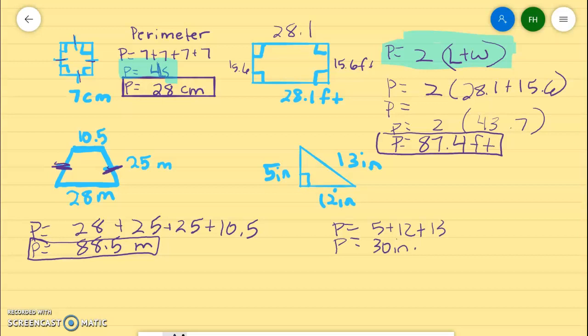So you have really two formulas here you need to learn for perimeter. If it's a square, it's 4 times S. You're adding all 4 sides up, or you're multiplying one side times 4. But the formula is 4S. The formula for the perimeter of a rectangle is you're going to add L plus W, your length plus your width, and you're going to double it.